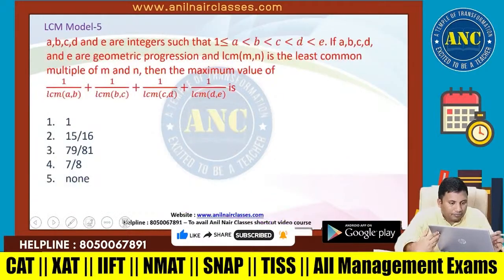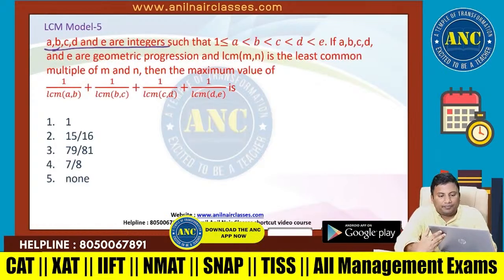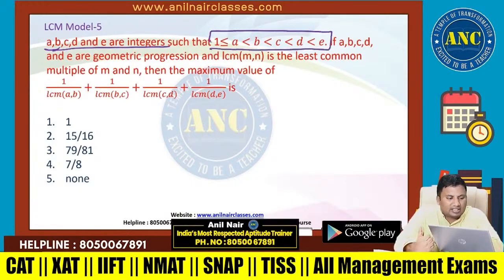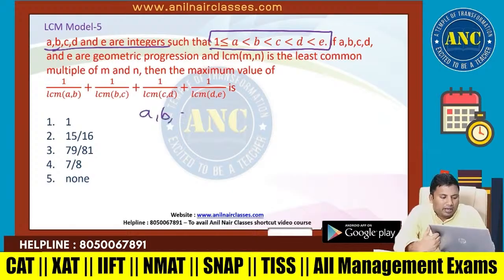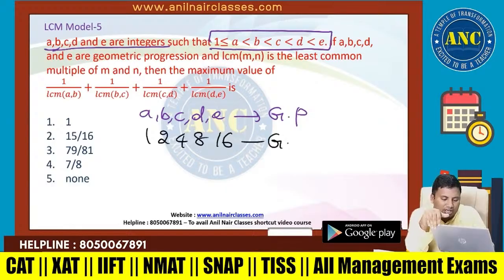Next one. A, B, C, D, E are integers. 1 is less than or equal to A, less than B, less than C, less than D, less than E. A, B, C, D, E are in geometric progression. LCM is the least common multiple, which we know. Because it is in geometric progression, I can take 1, 2, 4, 8, 16.